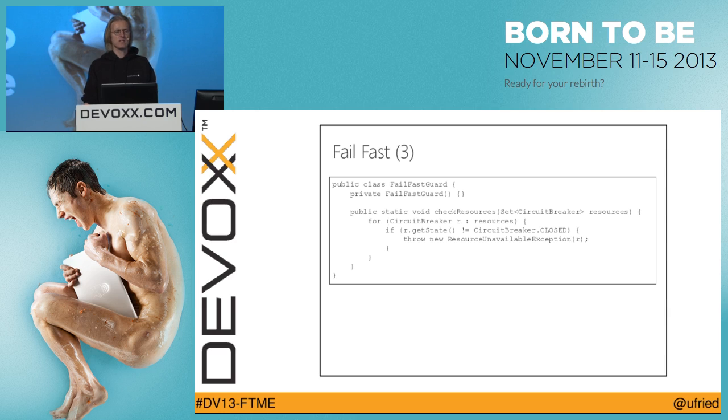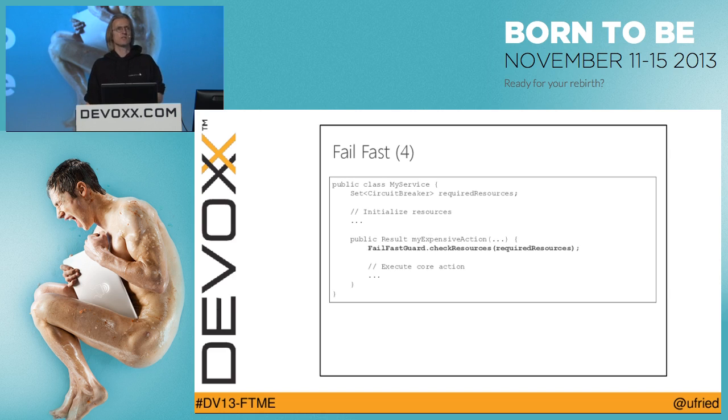And as I said before, having the circuit breakers at hand, it's straightforward to implement. So the fail fast guard is nothing like a simple method which takes a set of circuit breakers, which are wrapped around our resources, and checks if all of them are closed. And if not, we're sending back some kind of response: hey, this action, which is going to use all those resources, is probably going to fail. And the only thing left over is, if I've got my expensive action here, I've got to call the fail fast guard first before I'm going to execute anything. Again, no magic, simple code, but we're a lot closer to writing a resilient system which is production ready.